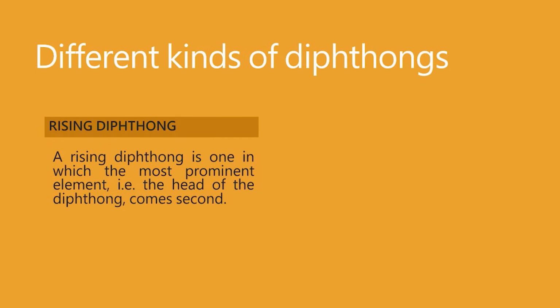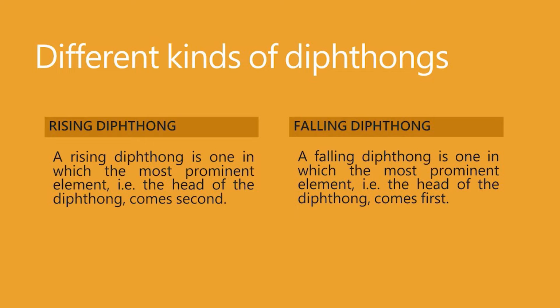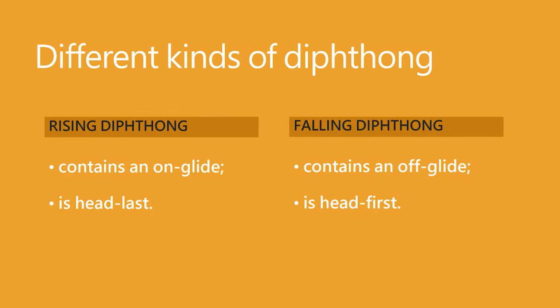In a rising diphthong, the most prominent element, which is the head of the diphthong, comes second. A falling diphthong is one in which the most prominent element, that is the head of the diphthong, comes first. In the same way that a falling diphthong ends in an off glide, a rising diphthong begins with an on glide.